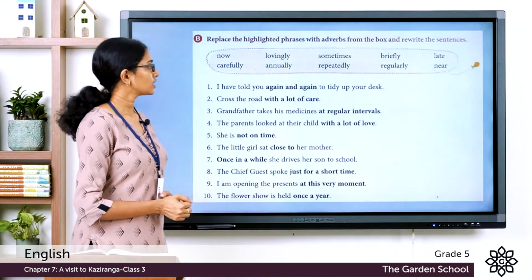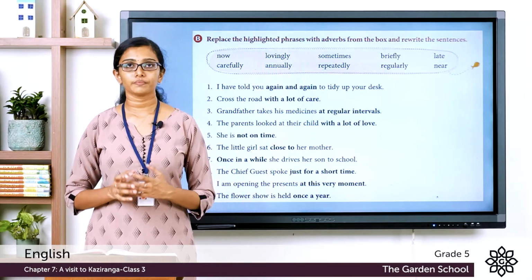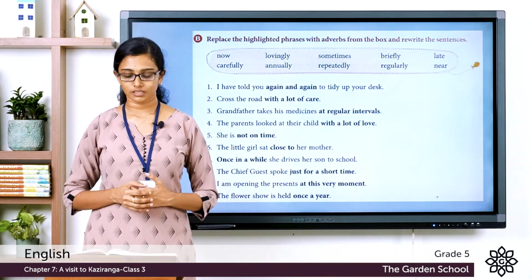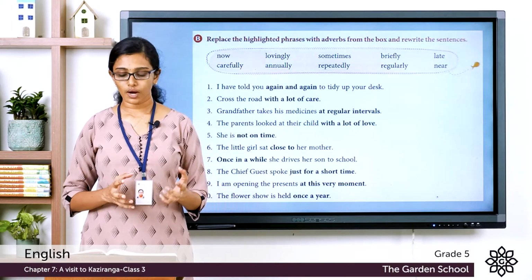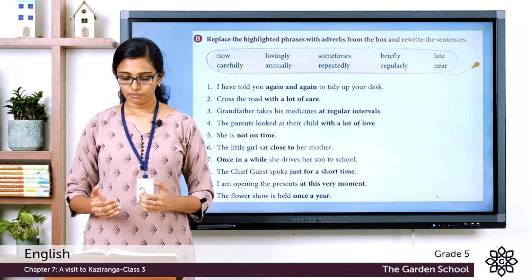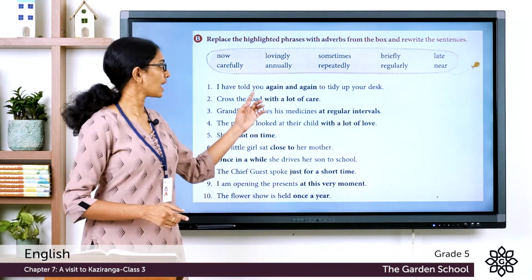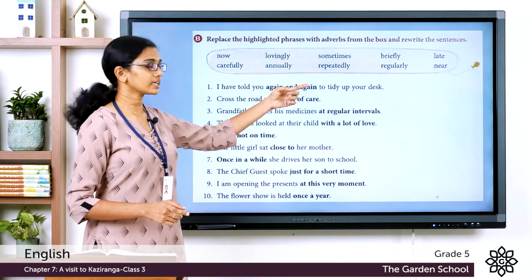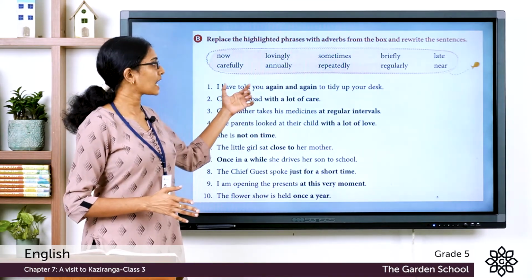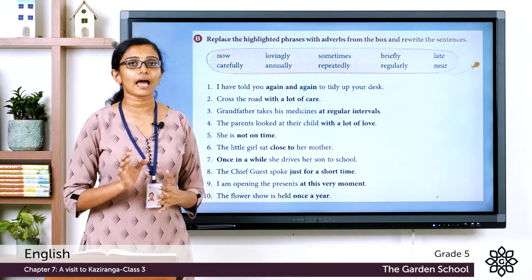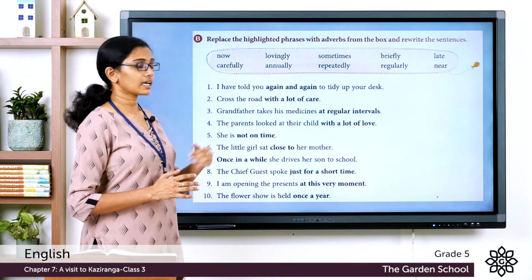Now the next one, you have to replace the highlighted phrases with adverbs from the box and rewrite the sentences. So you can see here a box is given and in the box a few adverbs are also given. And below you can see 10 sentences and in each of the sentences a few words are highlighted. Like here it is again and again. You have to replace the highlighted words with a suitable adverb chosen from the box.